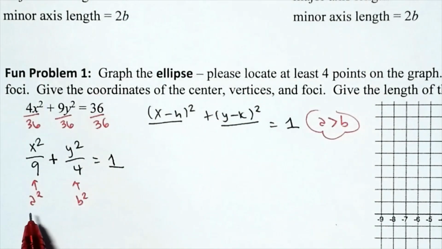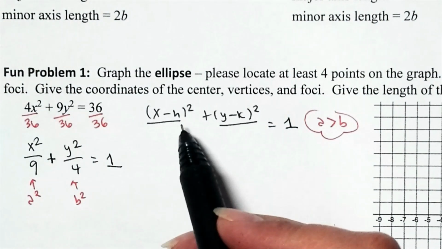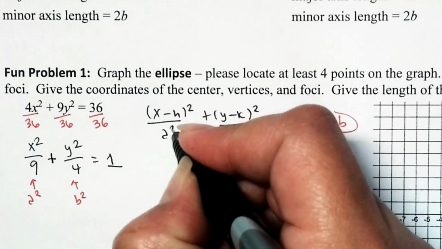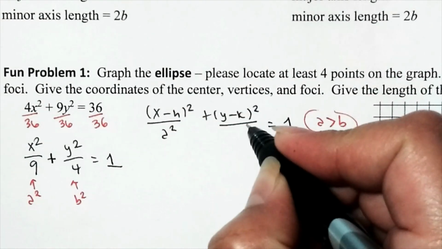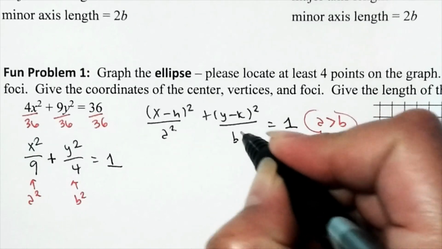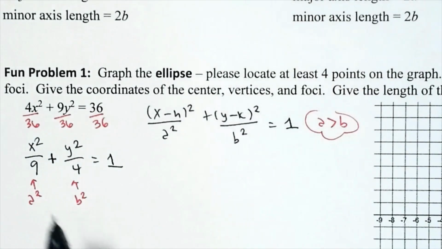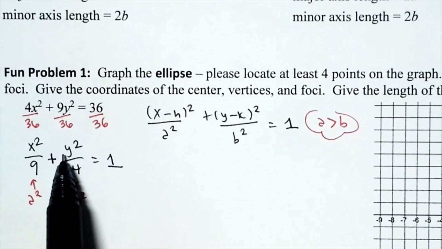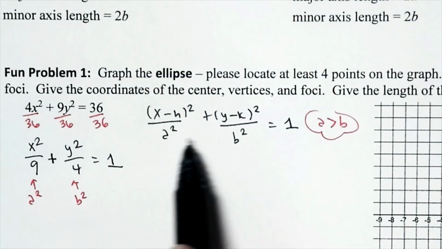Why do we say a squared versus just a? Well, that's because that's the standard equation of an ellipse. So we have the square of x minus h over a squared plus the square of y minus k over b squared. If the larger number was associated with y, then we would have placed the a squared with y.